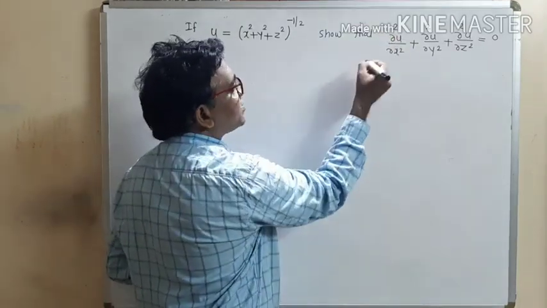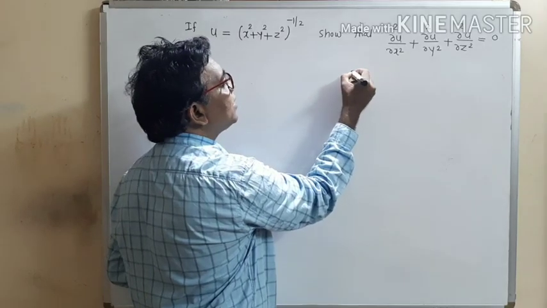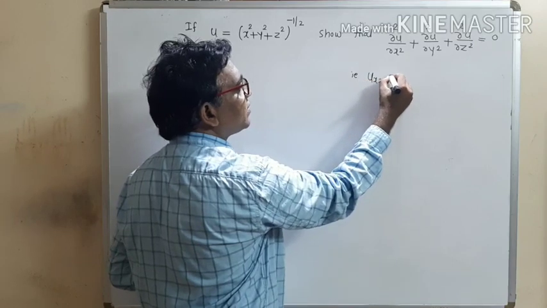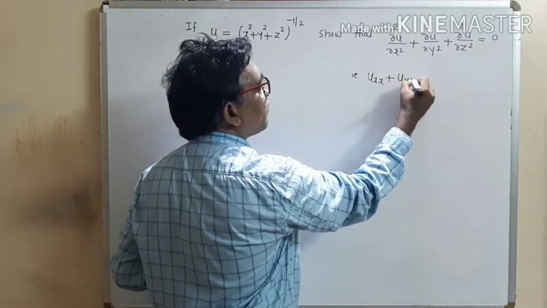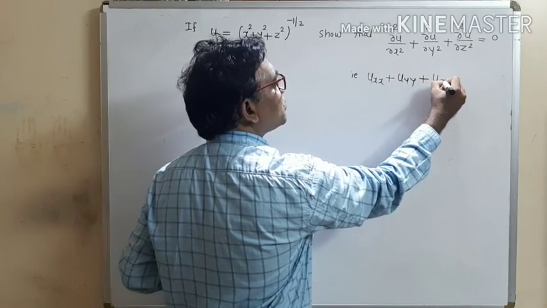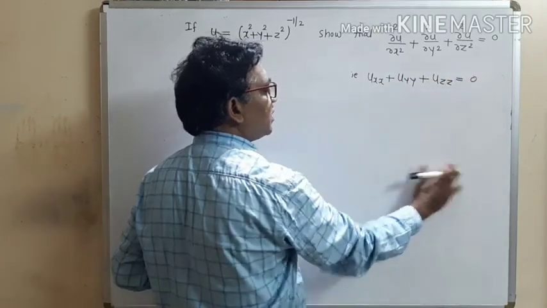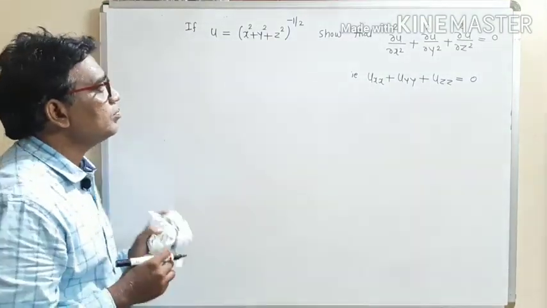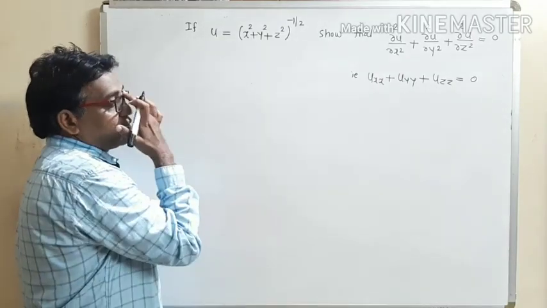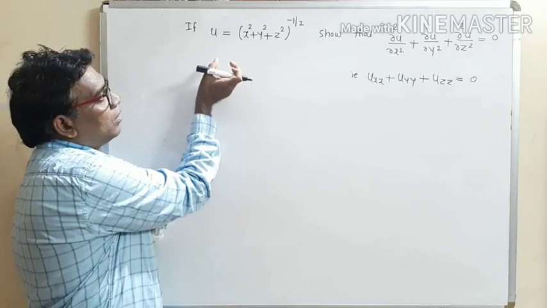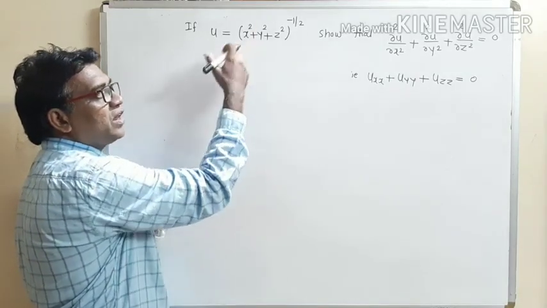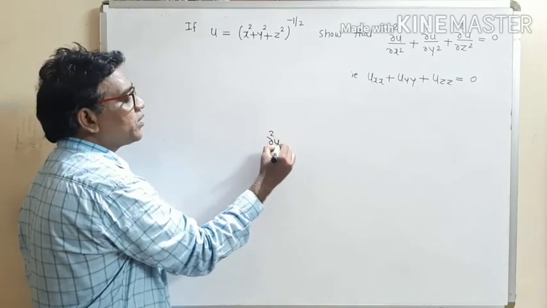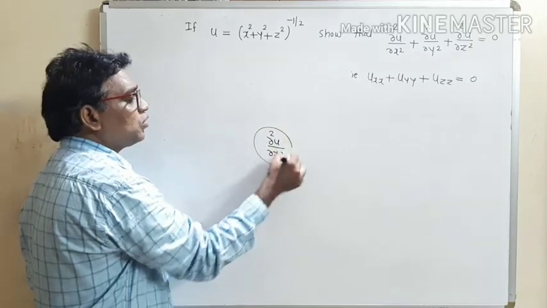Now we can write this derivative in the second form, that is ∂²u/∂x² means u double x, ∂²u/∂y² means u double y, and ∂²u/∂z² is u double z. Show that the sum of these three partial derivatives is equal to 0. So say what is given. We are given u as a function of 3 variables x, y, z, and we want to find the partial derivative ∂²u/∂x². Now see how to find out this derivative.